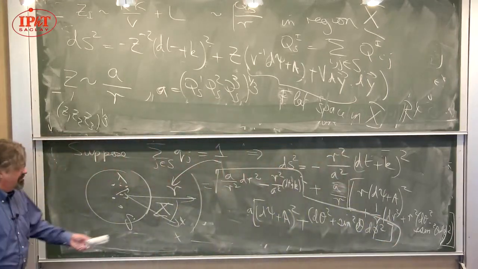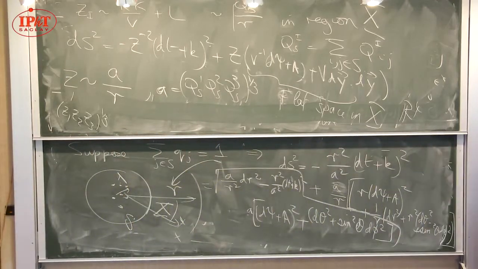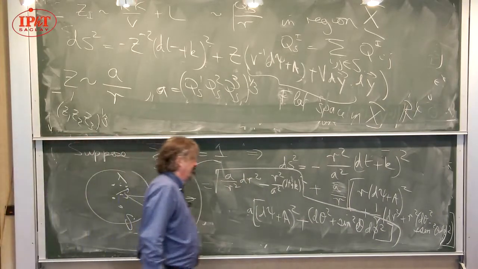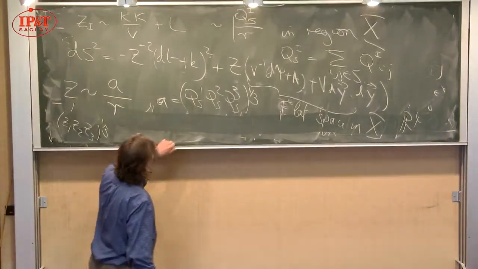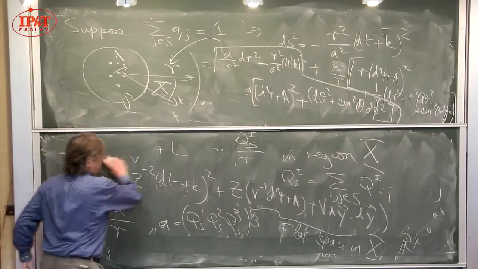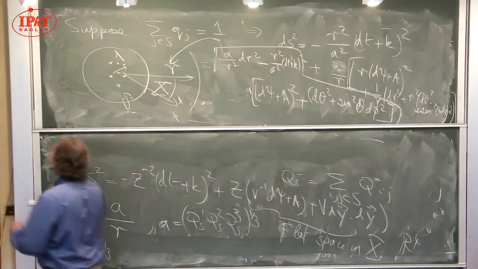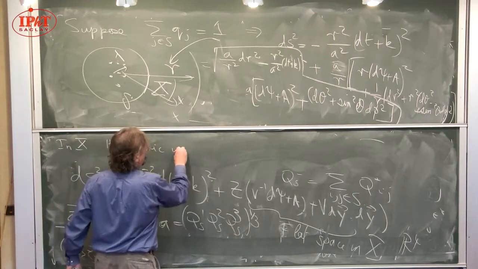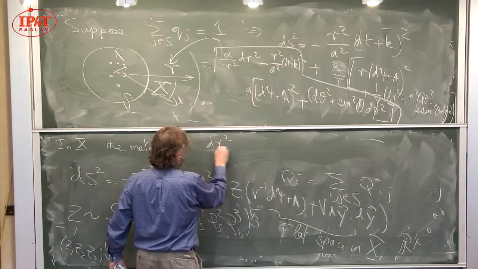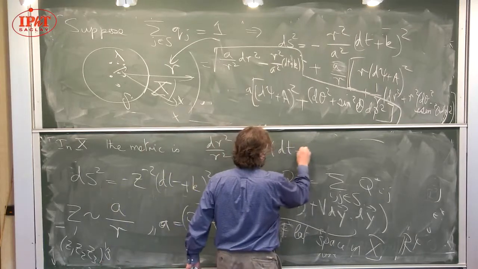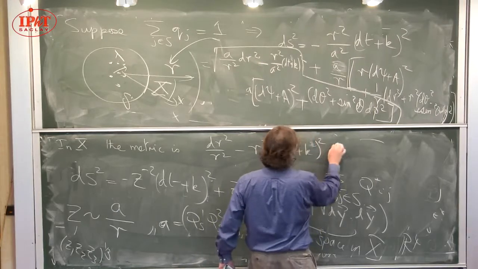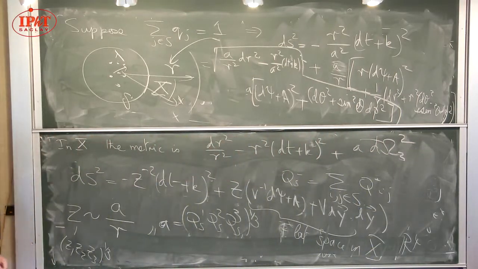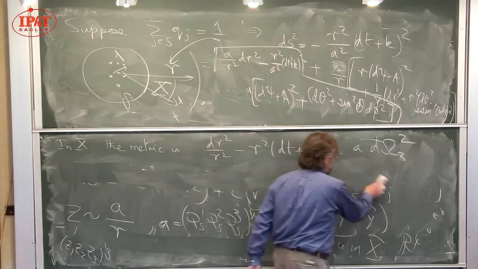And look what you've got. This is a three sphere of radius a. This is an AdS2 of radius a. So what you actually have is a black hole. It looks just like a black hole. In this limit, this metric is basically, I'll write it as dr squared over r squared, I'll throw away the minus r squared dt plus k squared, plus a times d omega 3 squared. This is the near horizon behavior of a black hole in flat space.